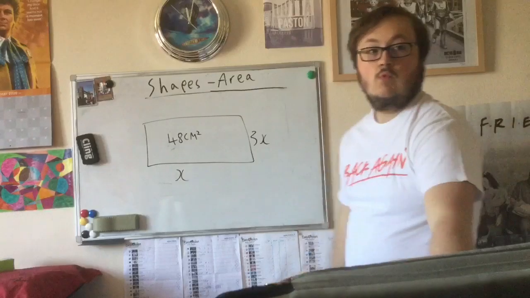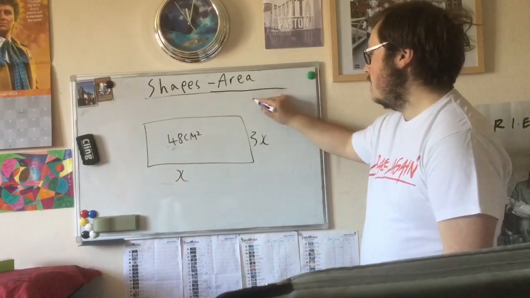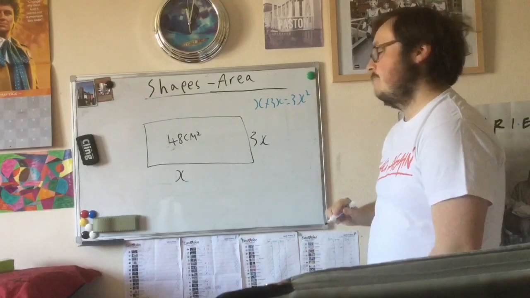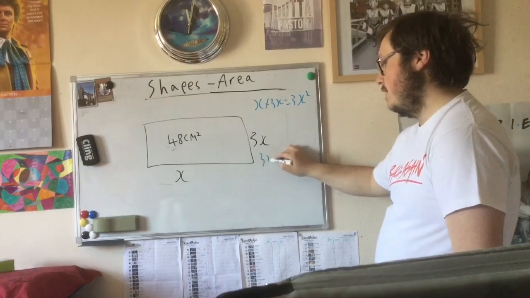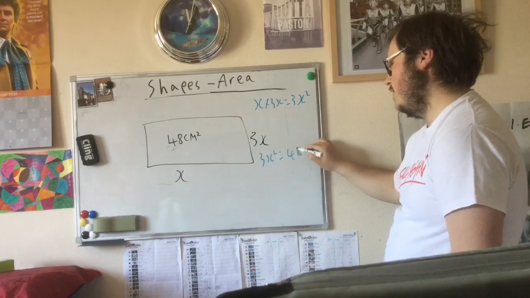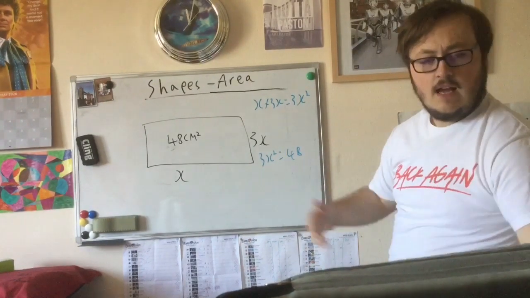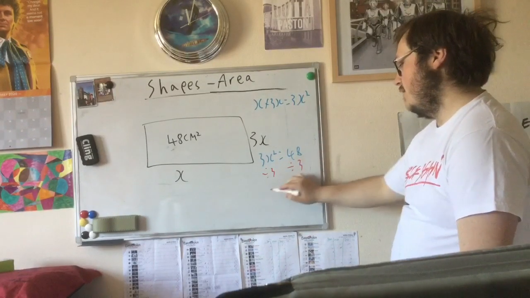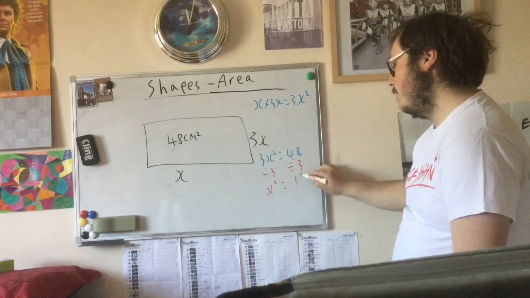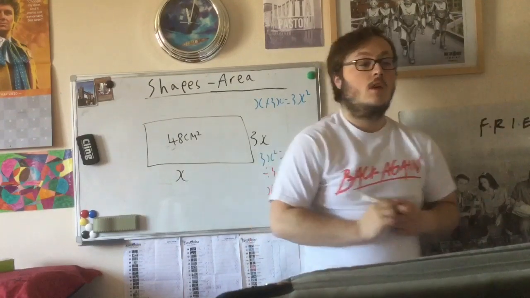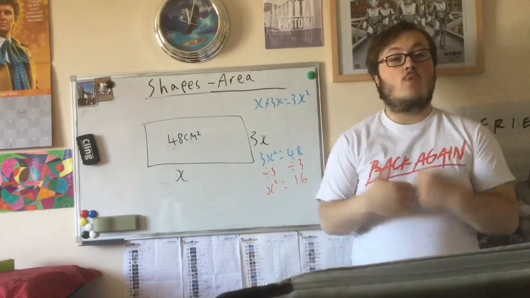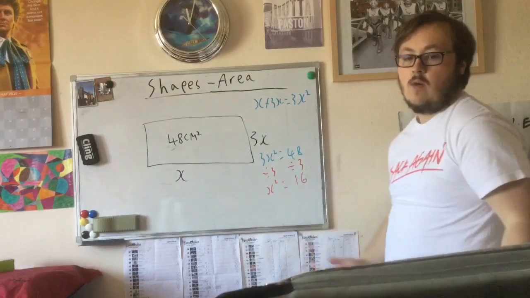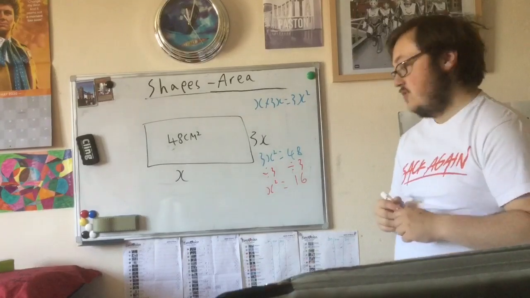So how do we find what x is? So we do our base times our height, x times 3x, that gets us 3x squared. And our 3x squared equals 48. How do we balance this out a bit more? Let's divide by 3 on both sides. So we have x squared equaling 16. So now what we've got to do is square root 16 to get what x is, because this is what x squared is. Now when we root it, we can get two answers.